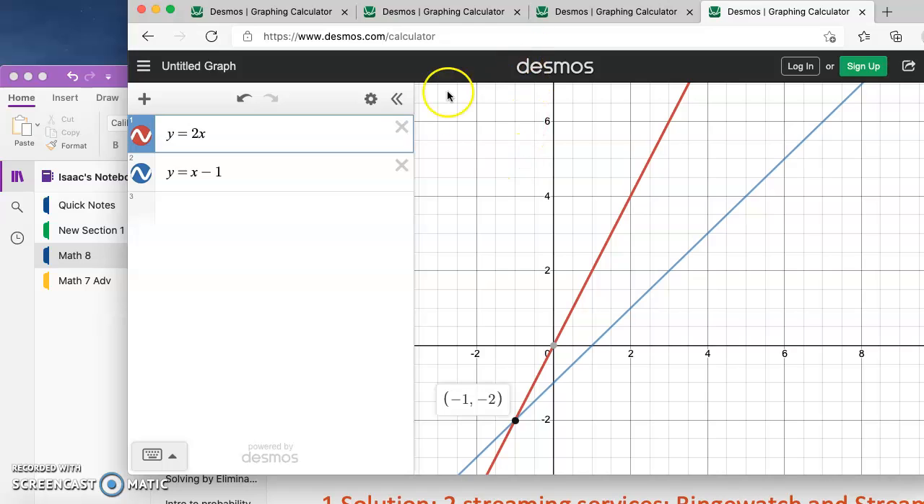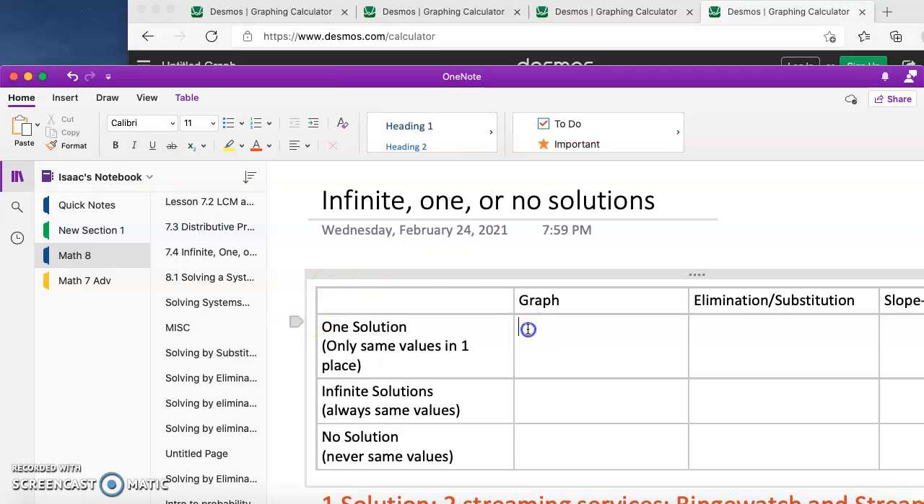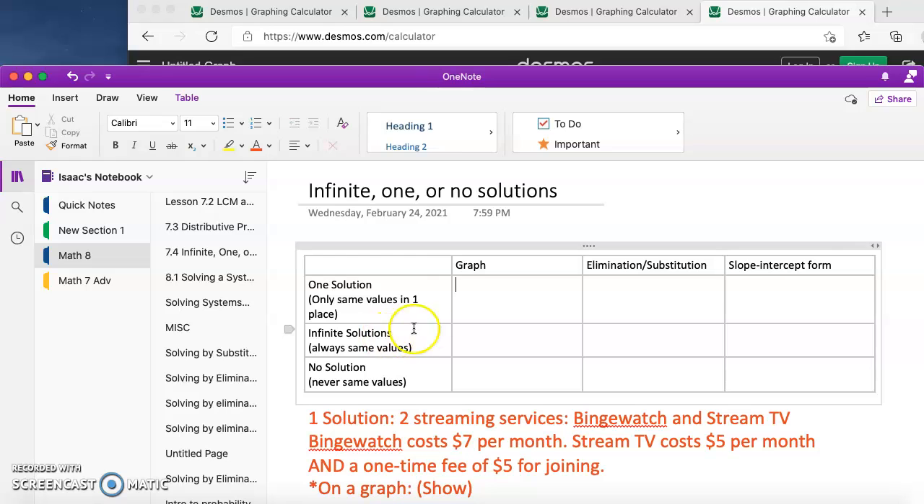Now, sometimes they'll never meet, and we're going to see one of those today. And sometimes they'll always meet, meaning they're overlapping, and we're going to see one of those today, too. So, go ahead and make this graph. Don't write the orange part, just make this graph on your paper. If you want to, excuse me, this table. If you want to pause the video right here, that's perfectly fine.